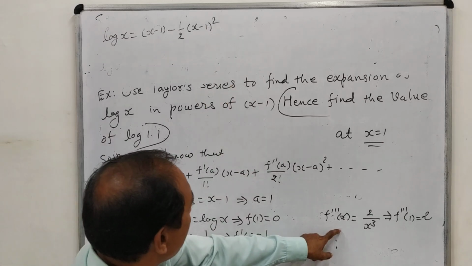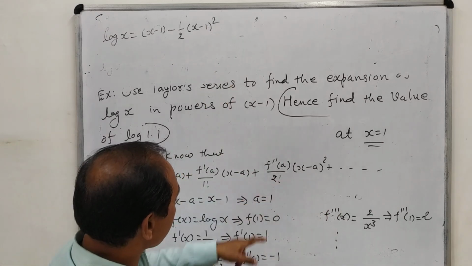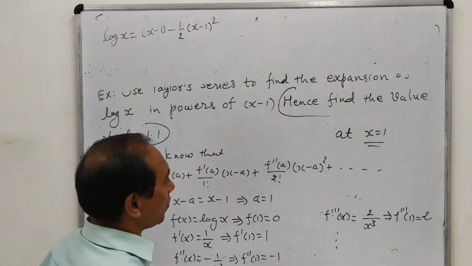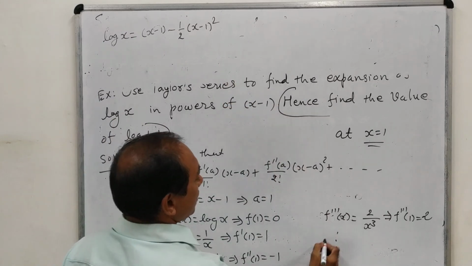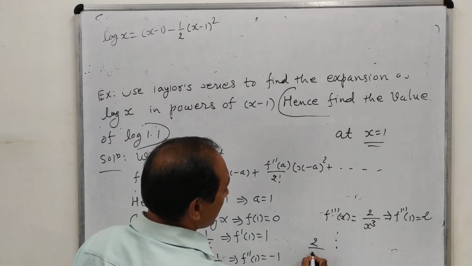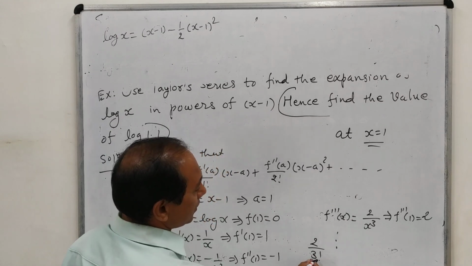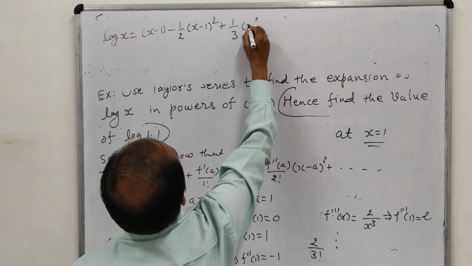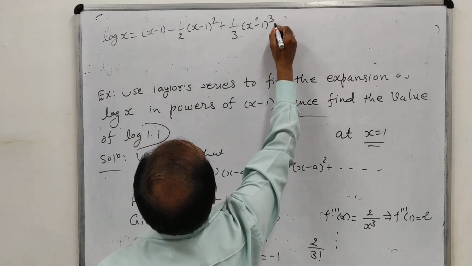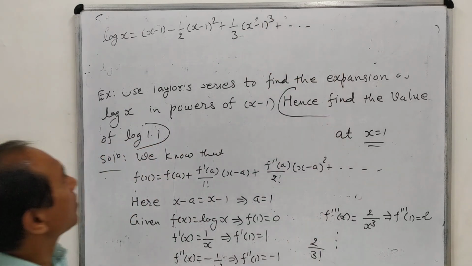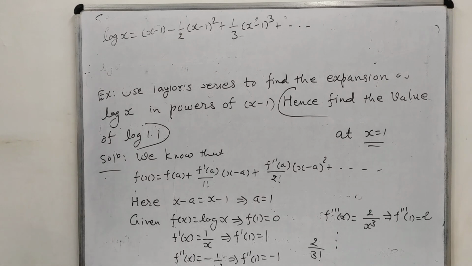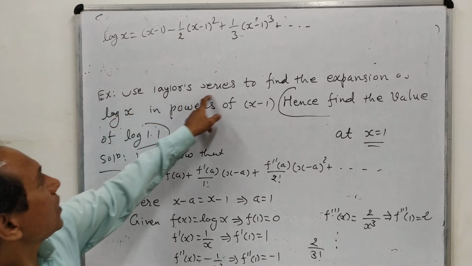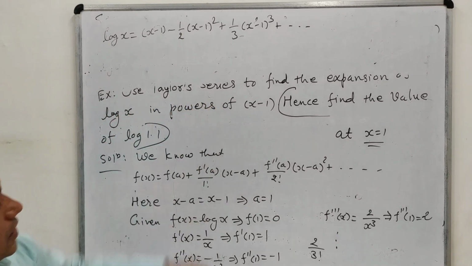Then the triple derivative, f'''(a), is 2. Triple derivative is 2 upon 3 factorial. 3 factorial means 6, so 2 by 6 means 1 by 3. So plus 1 by 3 (x minus 1) whole cube. Then we will write down here plus dot dot dot. So this is the required solution of the first part of this example. Are you clear with this?